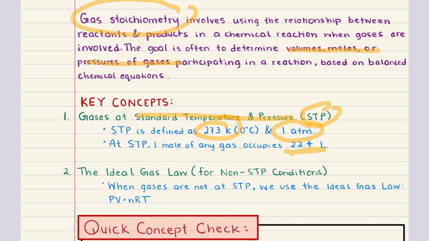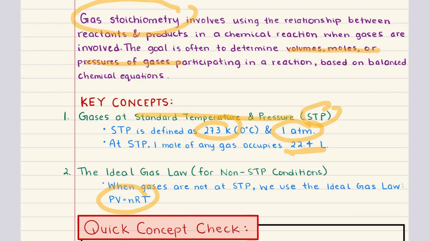However, many chemical reaction scenarios do not occur at STP, meaning we need a more general way to analyze gas behaviors under any conditions. And this is where the ideal gas law becomes essential. The ideal gas law is a powerful equation that allows us to determine how gases behave when they're not at STP. And it's written as PV equals nRT.